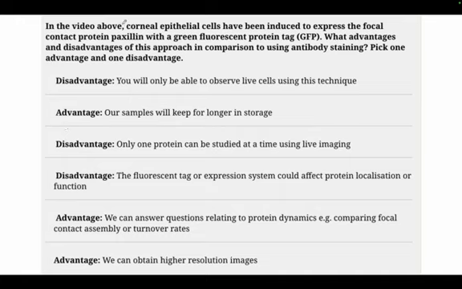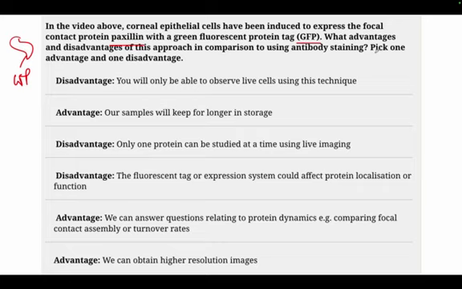Okay, so video is not given, but we have epithelial cells which have been induced to express some protein paxillin along with a GFP tag. So paxillin with GFP. Obviously the protein is already tagged with the fluorophore. So what are the advantages and disadvantages of this approach in comparison with using antibody staining?